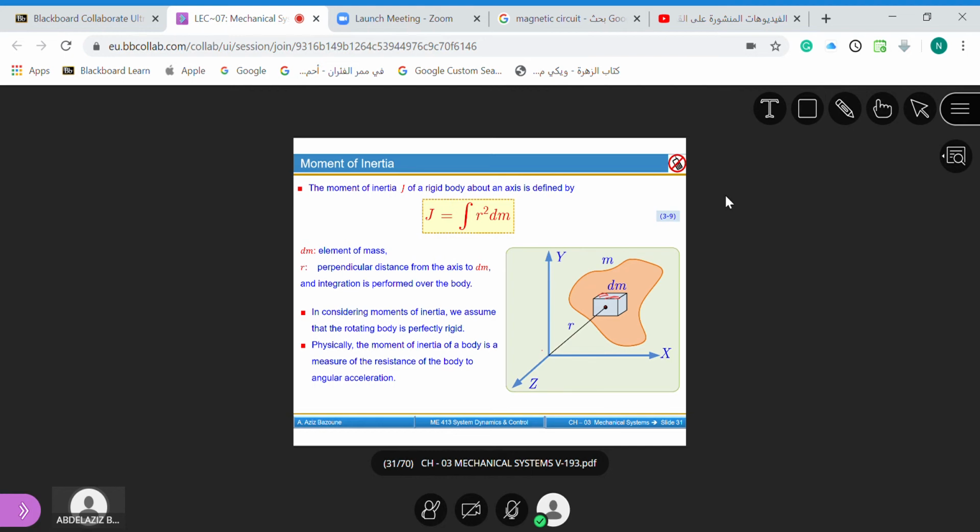This is known as the mass moment of inertia. In considering this mass moment of inertia, we assume that the rotating body is perfectly rigid, and we are dealing with a rigid body. Physically, the moment of inertia of a body is a measure of the resistance of the body to the angular acceleration. Exactly like the mass, it is a resistance to the acceleration. Here, the inertia is written I, sometimes J, and so on. So it is the reaction to the angular acceleration.